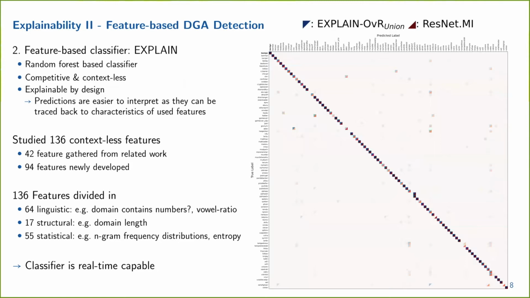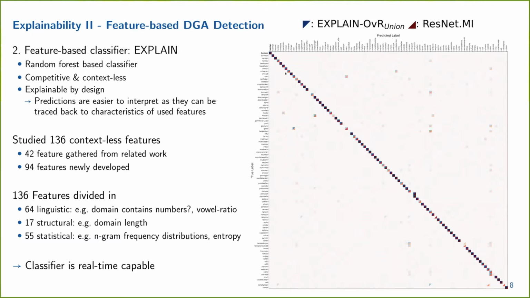And the main idea here is that by using a feature-based approach, we can more easily interpret the predictions, as they can be traced back to characteristics of the used features. Again, on the right side here, you can see the confusion matrix, but this time it's a combined confusion matrix. So the upper left part is dedicated to the feature-based approach, and the lower right part is dedicated to the deep learning-based approach. And what you can see here is that it seems that the deep learning-based approach learns similar features as we have studied for the feature-based approach, as the classifications are very similar.